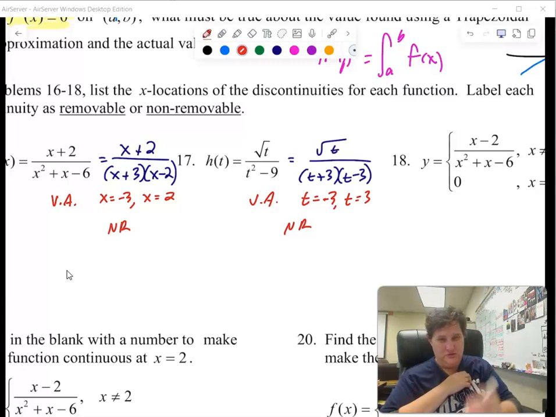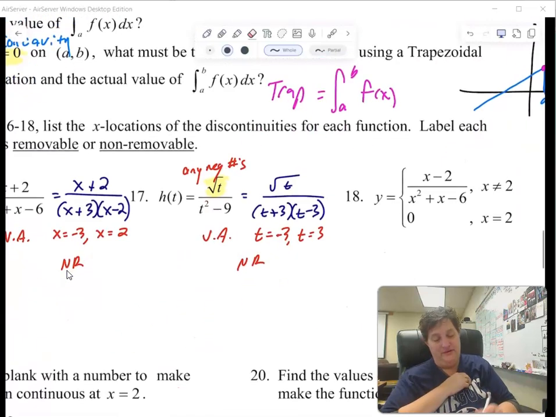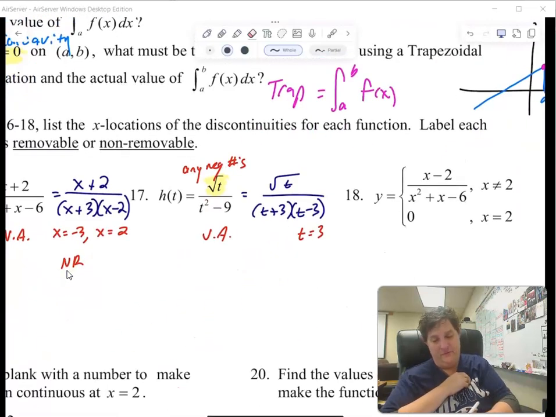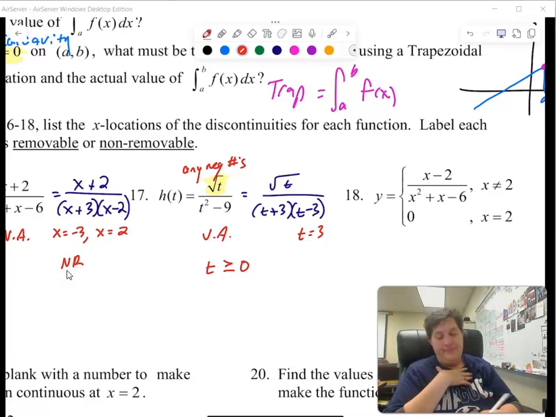Except that, okay, here's what I was missing. Except that right here, you can only take square roots of positive numbers, so any negative numbers are outside of the domain. It is true that t cannot be -3, but it's not because it's a vertical asymptote. It's because t can only be greater than or equal to 0, because you can only square root positive numbers. So t can only be greater than or equal to 0 with the exception that it cannot equal 3. And at 3, it's non-removable.